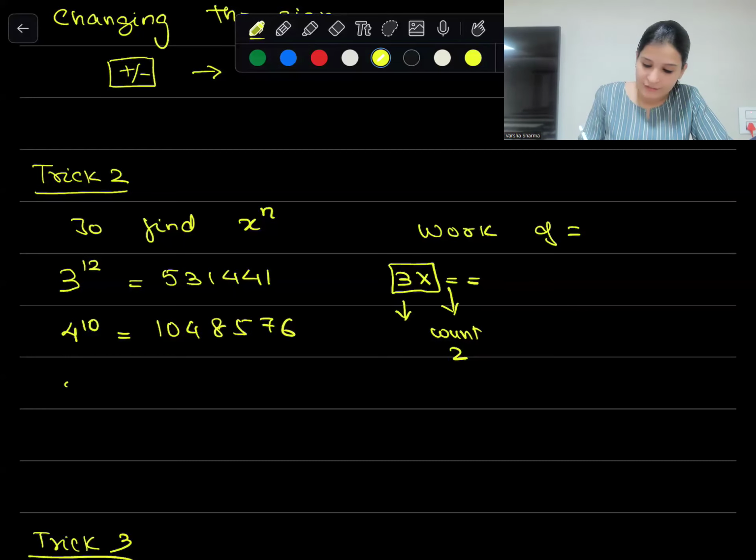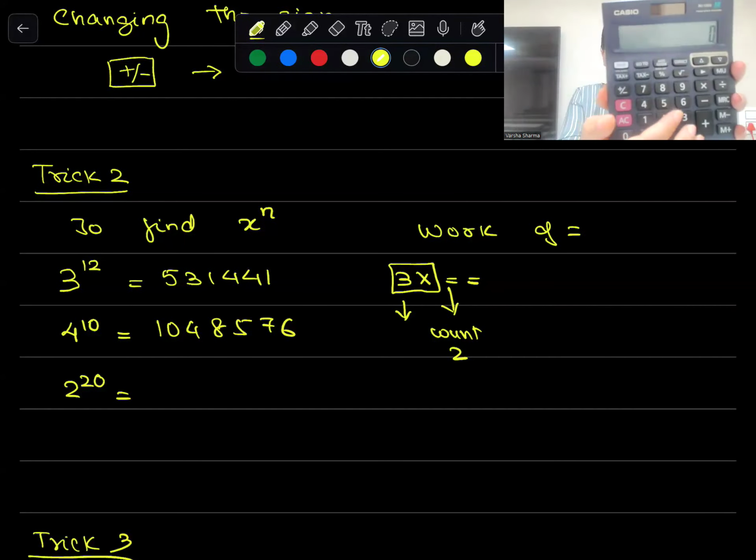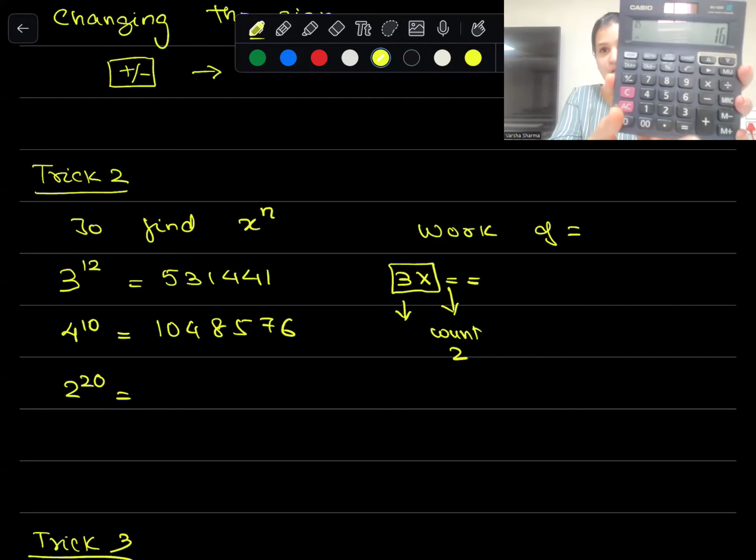Yes, ma'am. So I'll need you to tell me the value of 2 power 20. 2 power 20. 1048576. Same. Okay. So this is 2 multiplied 2, 3, 4. I want power 20, so my screen should show me 21.